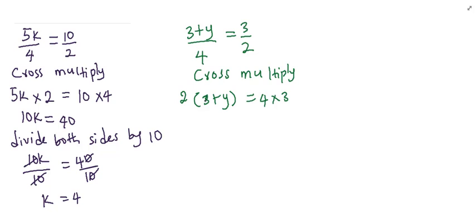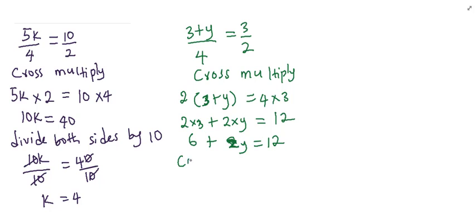Now we are not just going to multiply them, we have to distribute the 2. So 2 will multiply 3 and as well multiply y. So right here we'll have 2 multiplied by 3 plus 2 multiplied by y, and then 4 multiplied by 3 is what? 12. 2 multiplied by 3 is 6 plus 2 multiplied by y is just 2y. So we'll have 6 plus 2y is equal to 12.